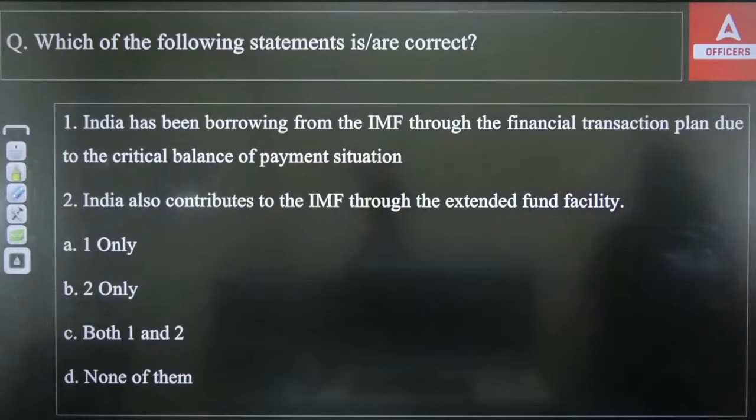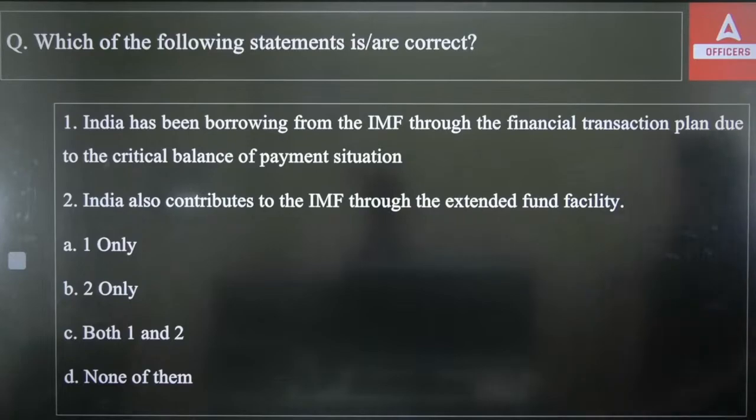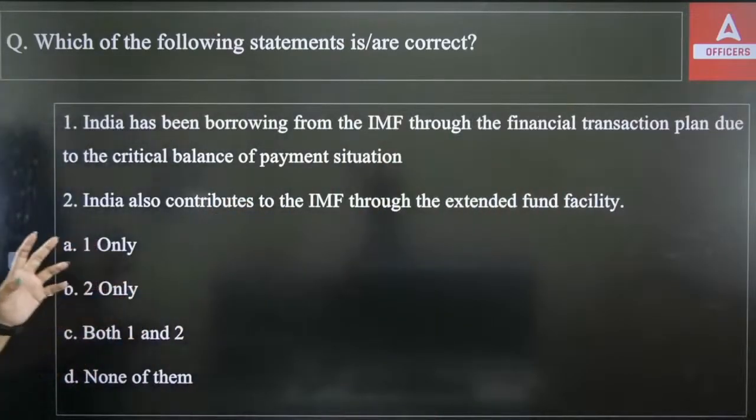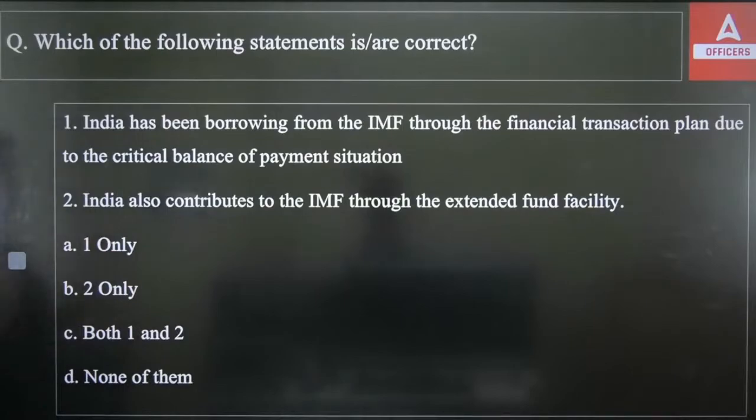If I talk about the borrowing condition, it can't be right. Reason? The reason is India borrowed money from IMF in 1991. That was the last time. After that, India hasn't borrowed money.